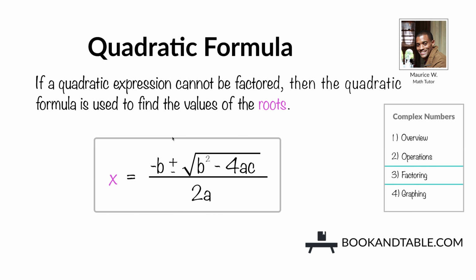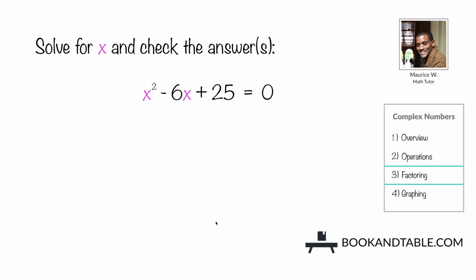The quadratic formula, you may want to commit it to memory. If a quadratic expression cannot be factored, then the quadratic formula is used to find the values of the roots, our x's. So the quadratic formula tells us that x is equal to negative b plus or minus the square root of b squared minus 4ac, divided by 2a. How does this help us? Well, let's walk through an example together.